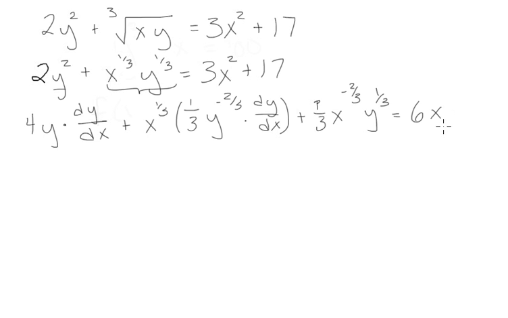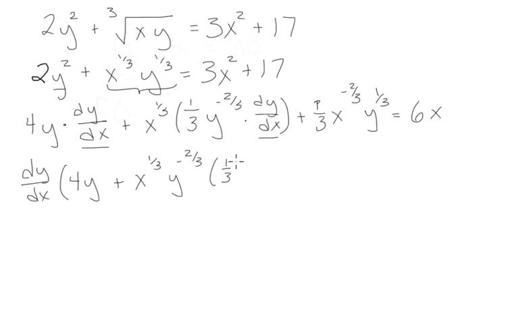Okay, so now I look at this mess and I need to get dy/dx, just solve for it algebraically, and I'll get some expression that is a function of both x and y. So I notice that my third term on the left does not include a dy/dx. I'm going to move it to the right-hand side. I'm also at the same time going to factor out this dy/dx from the first two terms on the left-hand side. So I get dy/dx times 4y plus x to the 1/3 y to the negative 2/3 times 1/3 equals 6x minus 1/3 x to the negative 2/3 y to the 1/3.